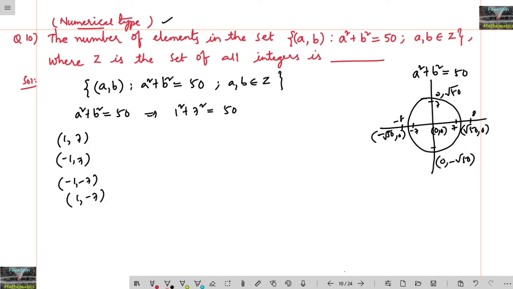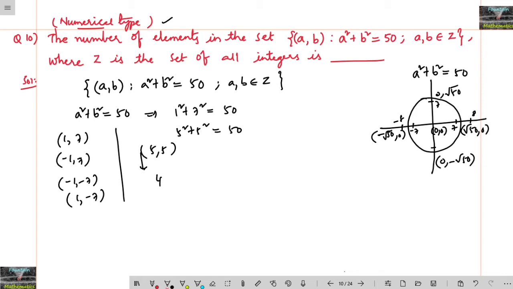1 comma minus 7, minus 1 comma 7. How many possibilities are there? 4 possibilities. And similarly, if I consider one more, 5 square plus 5 square also we can consider. 25 plus 25 is 50. So here also we can consider 5 comma 5, 4 possibilities are there, plus or minus.